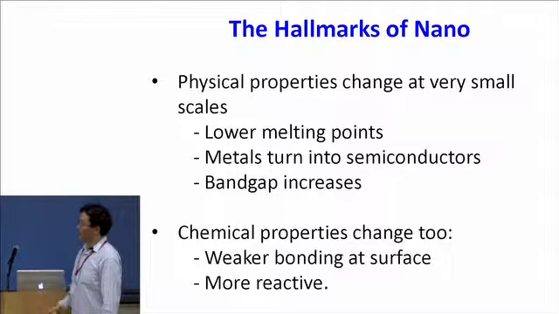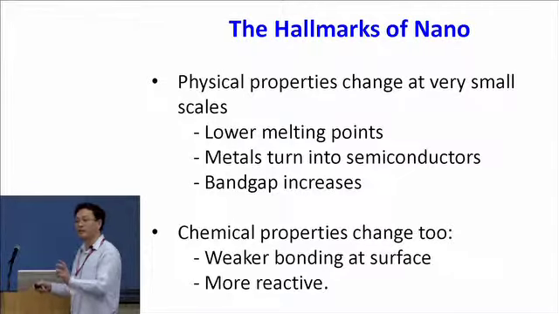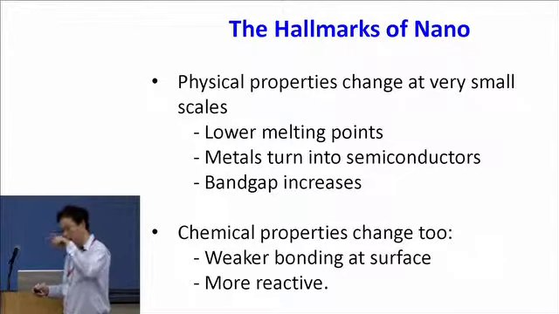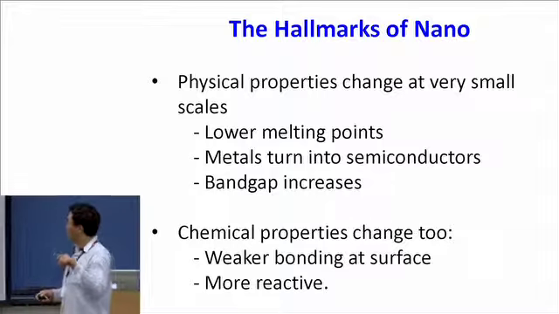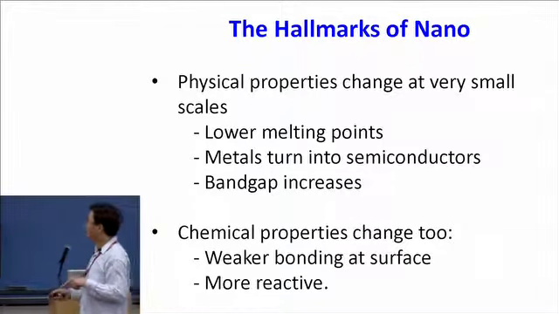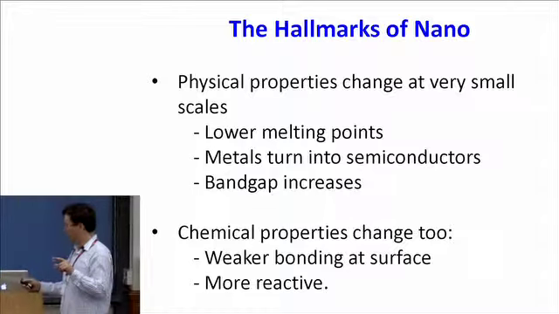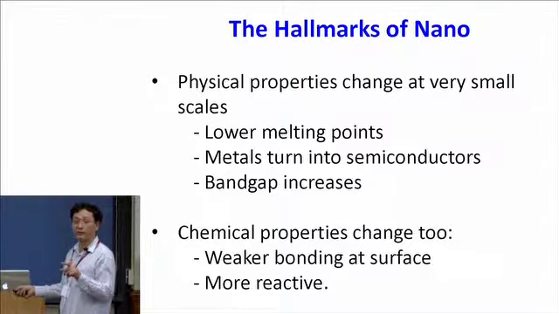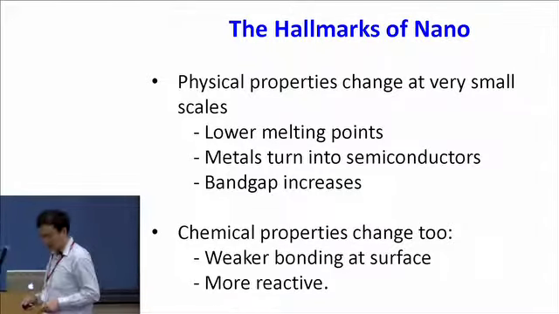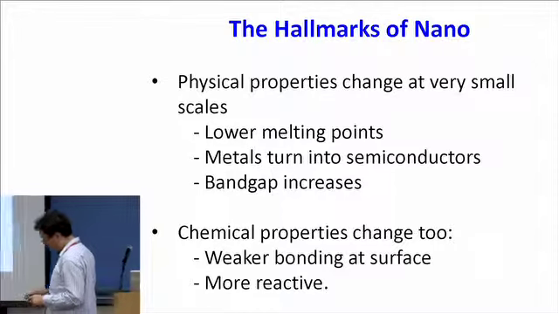The chemical property can change too. The bonding at the surface is weaker. Atoms on the surface are less bonding than atoms in the middle. So they're weaker bonding, and as a result, they're more reactive chemically. Okay, you can do chemical reactions more easily to nanoscale materials.